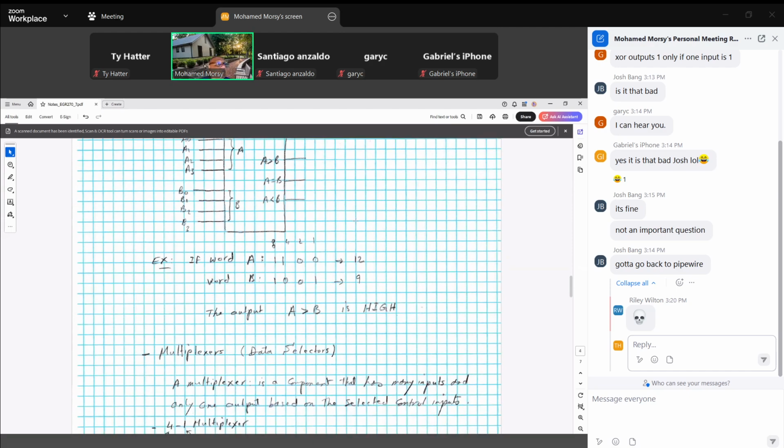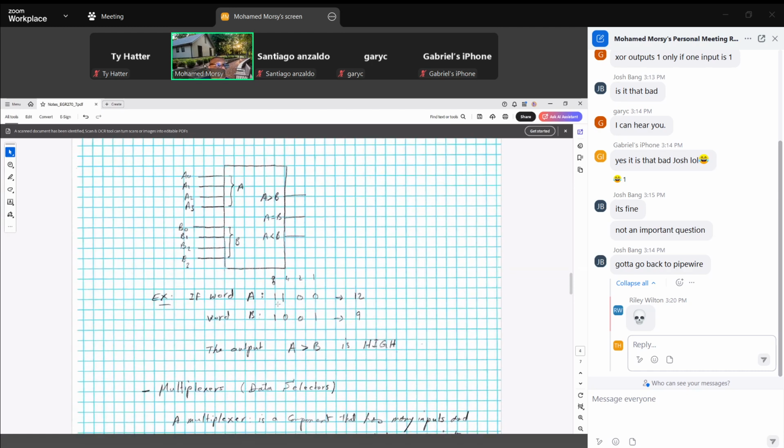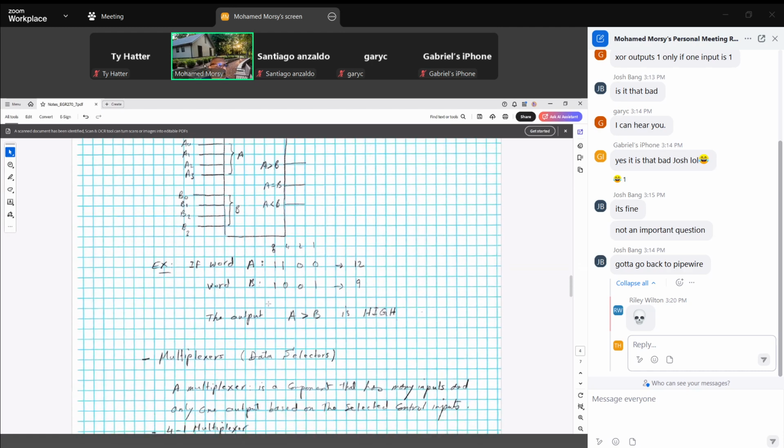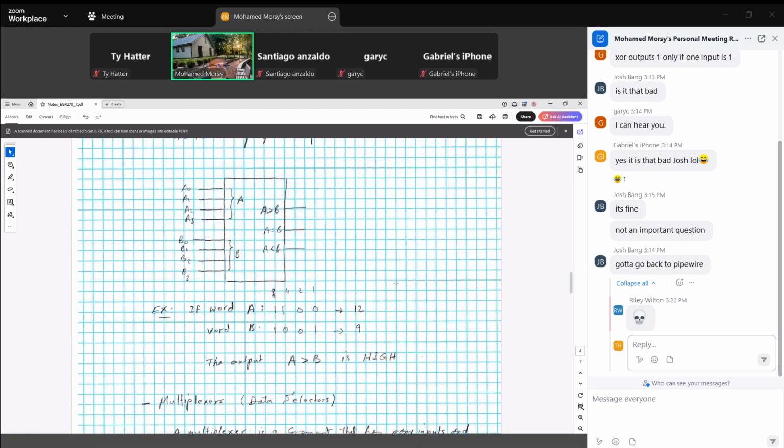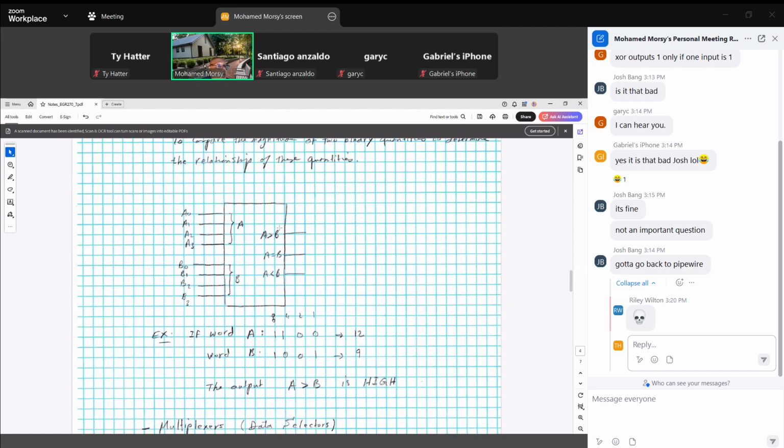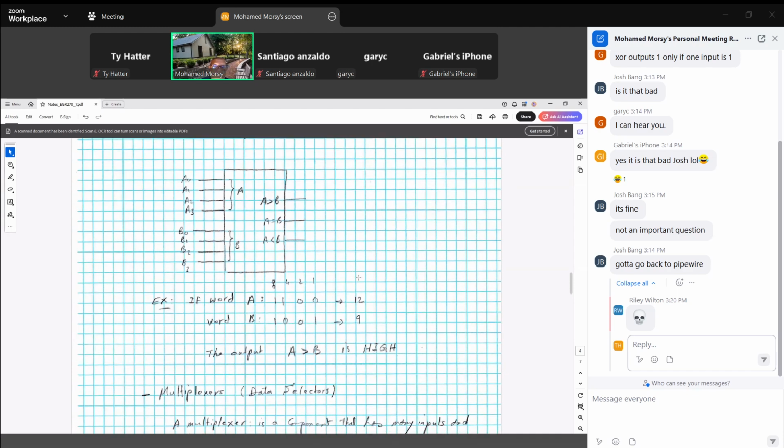As an example, if word A is 1100, which represents 12, and B is 1001, which represents 9, what do you think? Which output here will be on or logic high, for these two words or two numbers? First one. First one, perfect. Because A is 12, B is 9, so definitely A is greater than B. So the output A greater than B will be on or logic high, and the rest will be logic low.